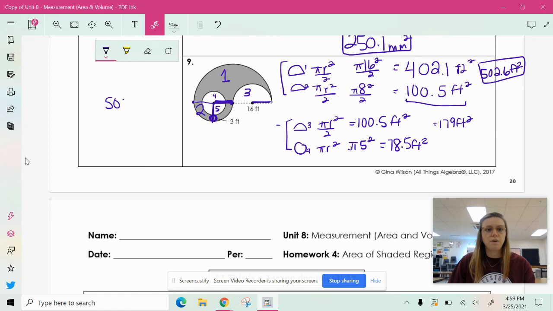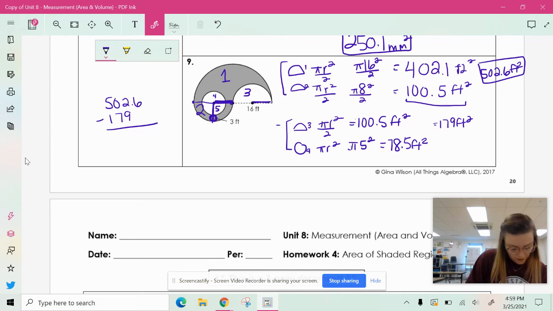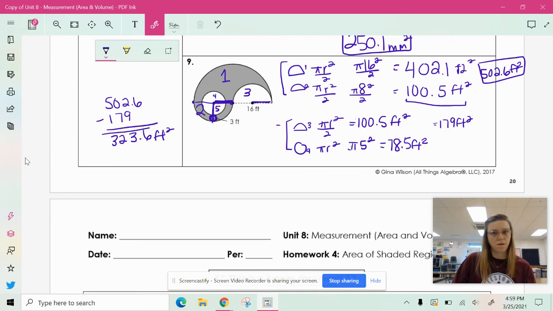All right, so now I've got 502.6 minus 179. They have a different number here. I don't know why they have a different number. I got 323.6 feet squared. All right, that's what I got.